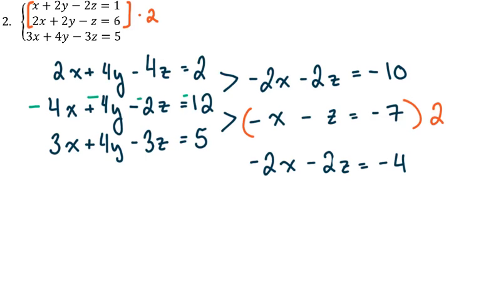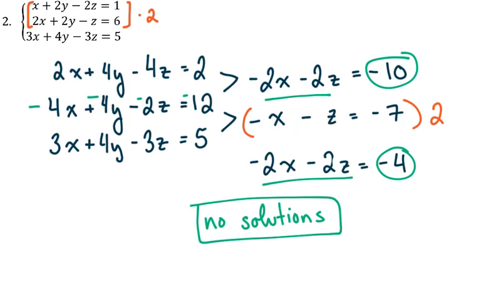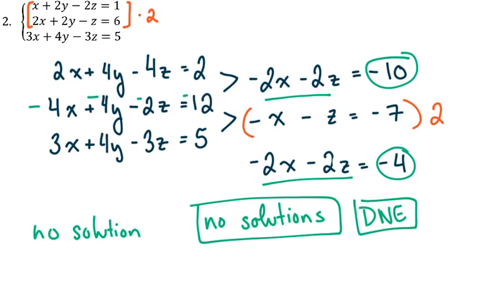And I would hope that you would notice that even though these sides are the same, these numbers are totally different. And so then this is one of those cases that you don't even have to keep going. You can just say, oh, this is a no solutions. You could say DNE. You could say no solution, singular. Any of these would be just fine.